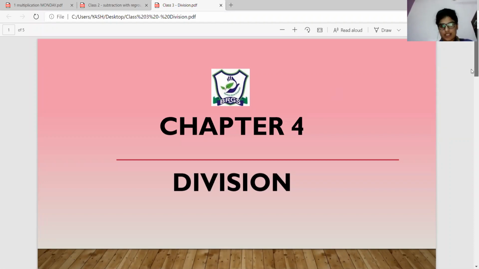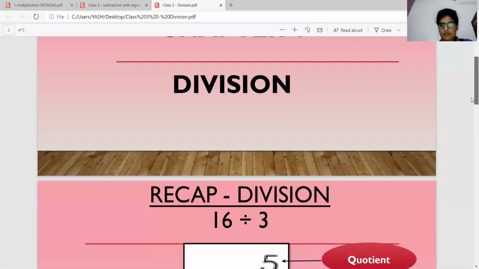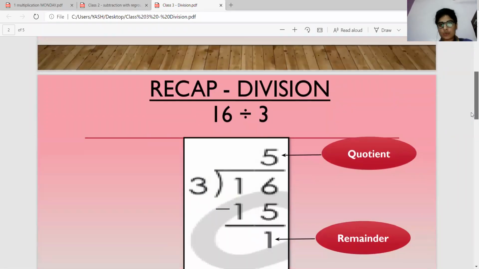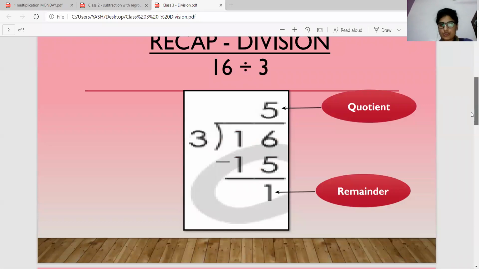So, let's start. First, we will get the recap of our previous class and then we will start today's class topic. Okay, so here we need to divide 16 by 3. First, I'm going to tell you what this 16 represents here, what this 3 represents here, and what the equal to means, the answer, represents here.